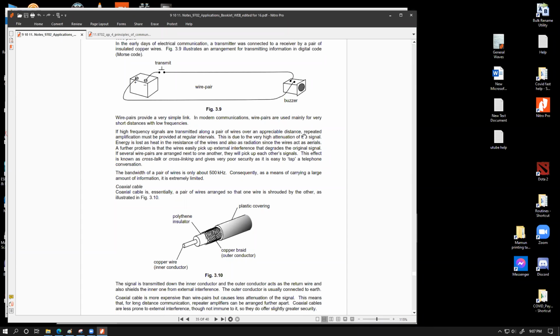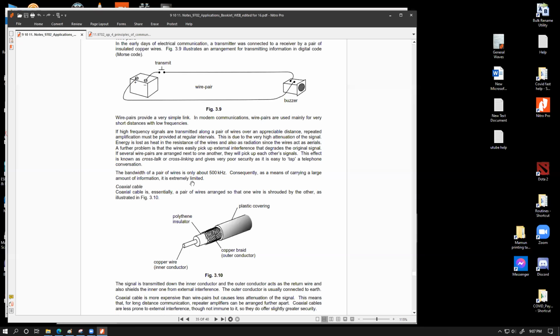This is due to the very high attenuation of the signal. Energy is lost as heat in the resistance of the wires and also as radiation, since the wires act as aerials. A further problem is that the wires easily pick up external interference that degrades the original signal. If several wire pairs are arranged next to one another, they will pick up each other's signals. This effect is known as crosstalk or cross-linking and gives very poor security, as it is very easy to tap a telephone conversation. The bandwidth of a pair of wires is only about 500 kilohertz. Consequently, as a means of carrying a large amount of information, it is extremely limited.